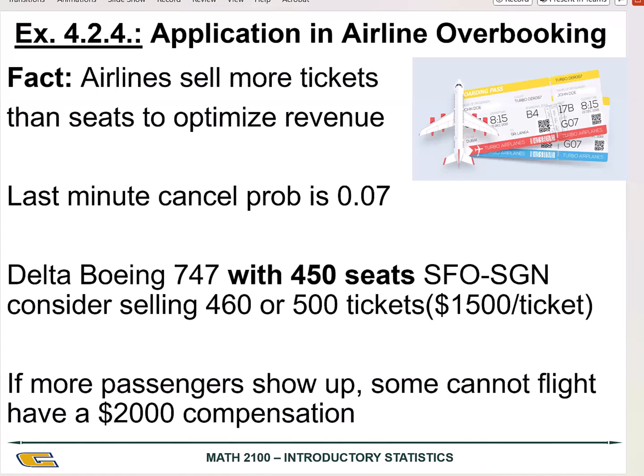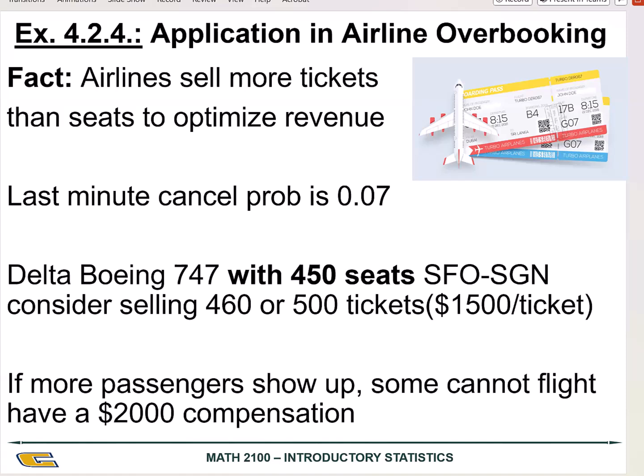Maybe, I'm not sure which number. They have an algorithm to find out which one is the optimized number they should sell, okay. But often they oversell the number of tickets. For example, they sell 1,500 per ticket, right? And if more passengers show up and some cannot fly, they should have some compensation, right? So refund and give the hotel. So total cost maybe 2,000. This is the phenomenon, okay? This is the case study, okay?